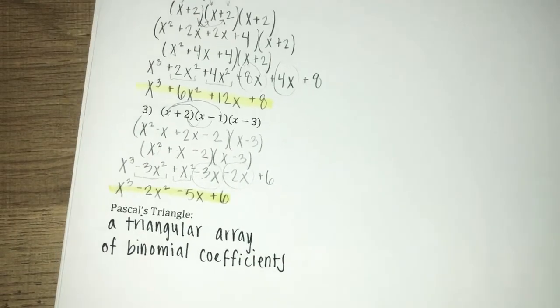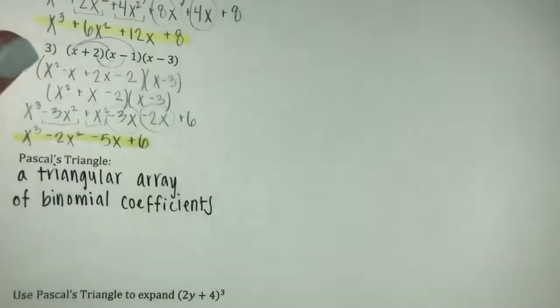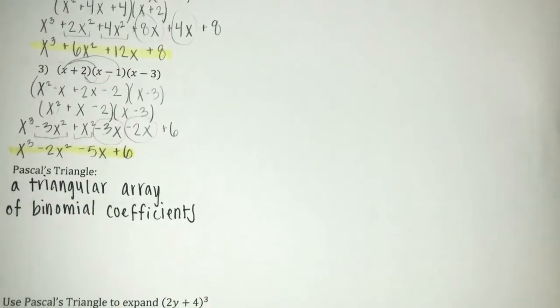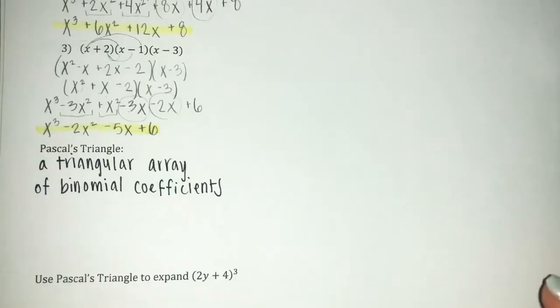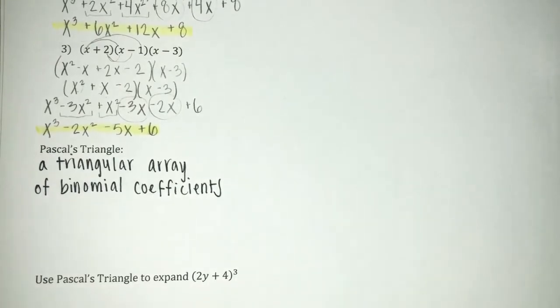And then for the last example, we're going to use Pascal's triangle, which if you haven't heard of Pascal's triangle, it's a triangular array of binomial coefficients. It's just an arrangement of numbers that helps us expand something like 2y plus 4 to the third, or even to higher powers, without actually multiplying it all out.